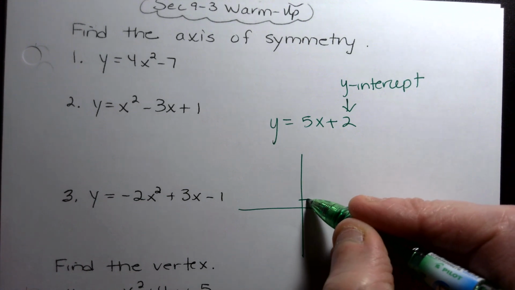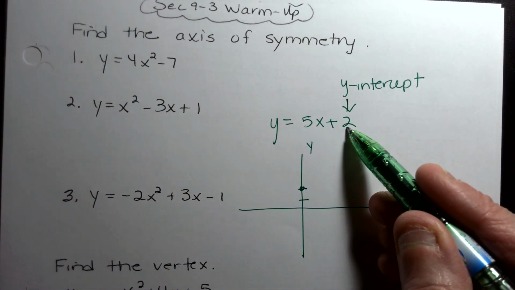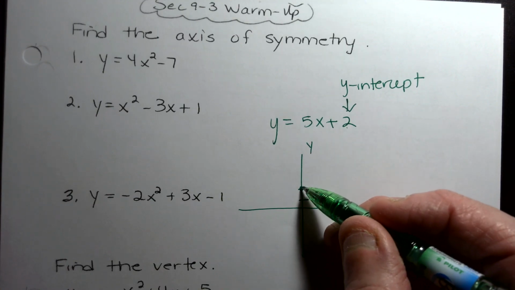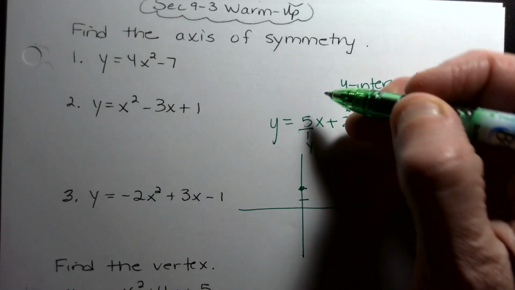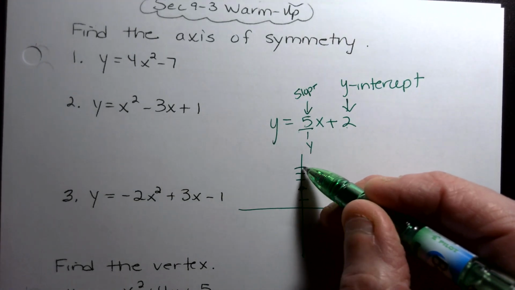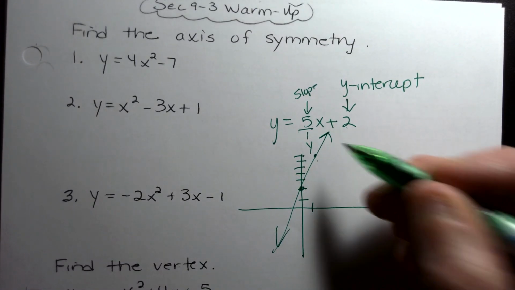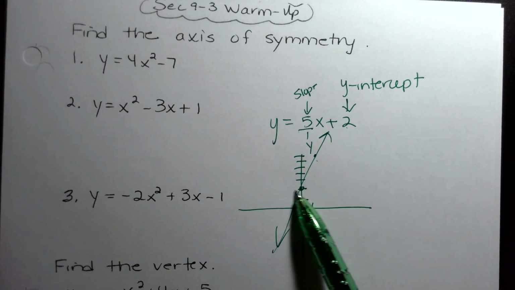And we would go and find that on the y-axis. And then from that, we would do the rise 5, run 1, right? Because that's the slope. So 1, 2, 3, 4, 5, and run 1. And we would have our line. Okay, because we would plot that and then do the slope.